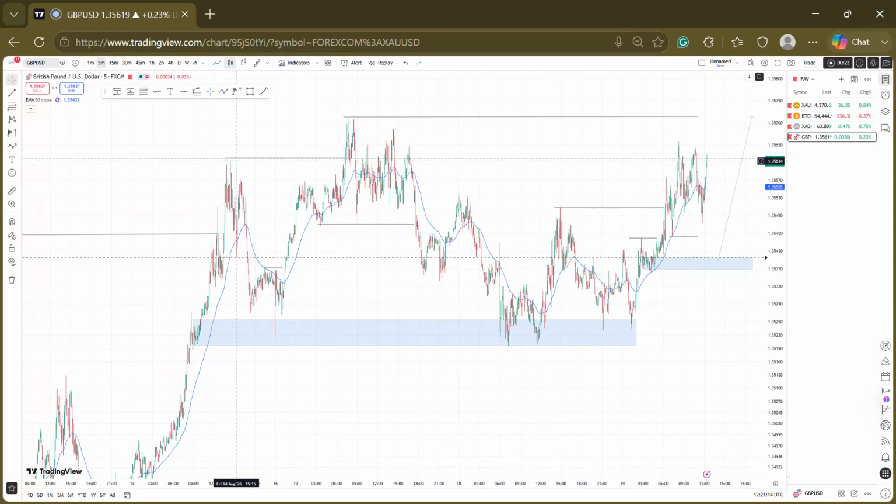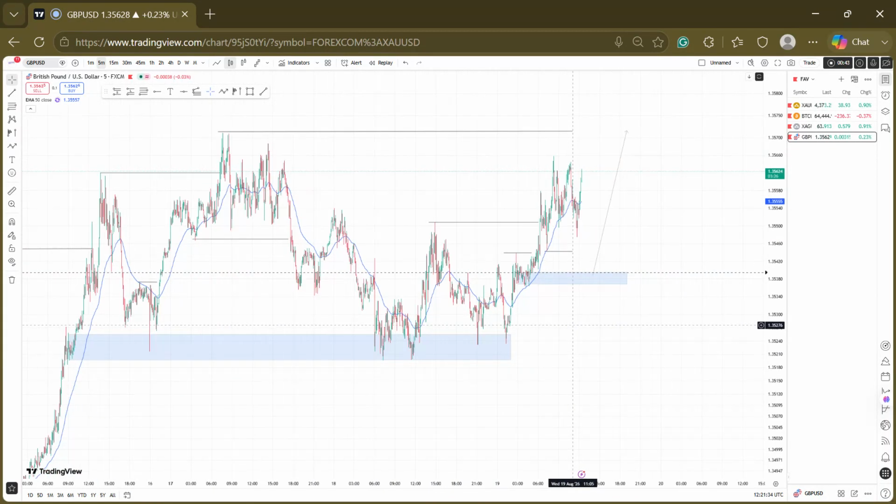It was tested the first time. It broke. It created a break of structure. Then it came to test it again and create another break of structure. It came to test it again, create another break of structure, making it a solid order block, right?